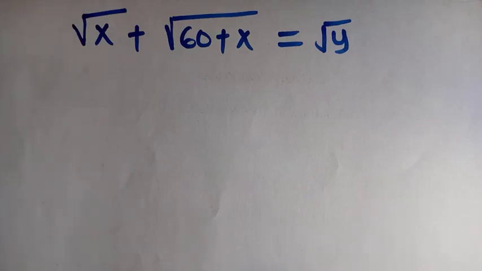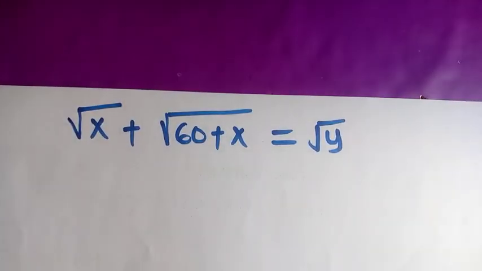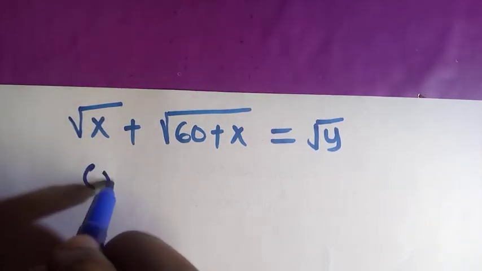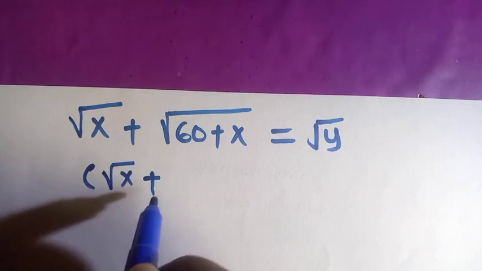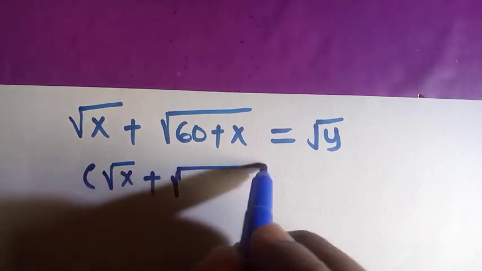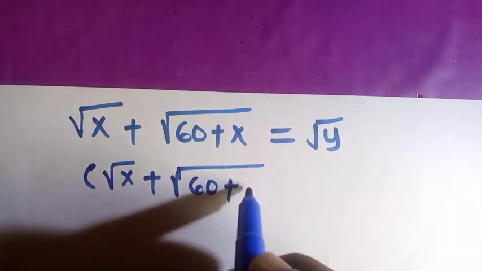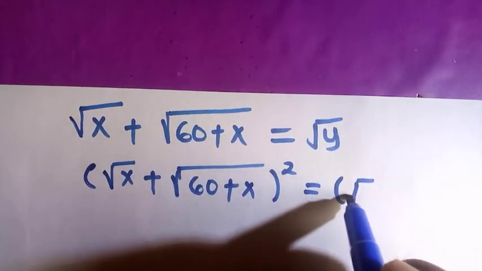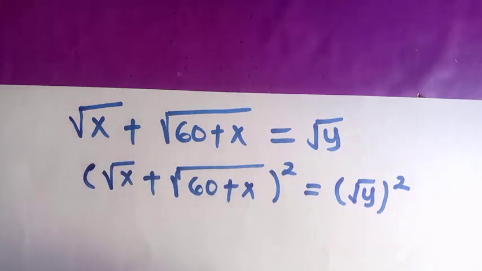Let's solve this equation. The question says find the highest integer value of x. The first thing we're going to do is take the square of both sides, just to eliminate the square root which y is having. Then we have this raised to power 2.